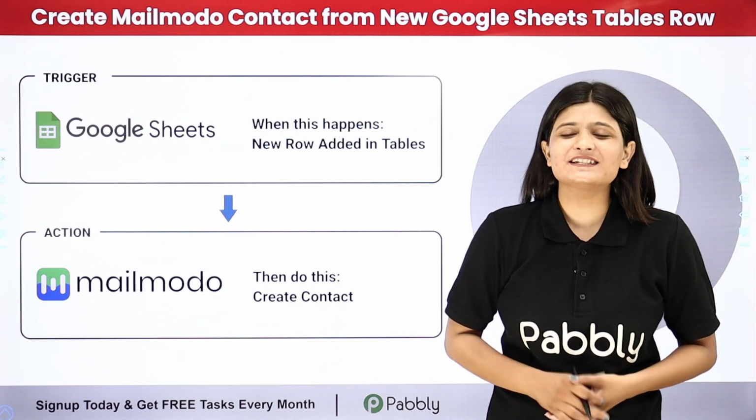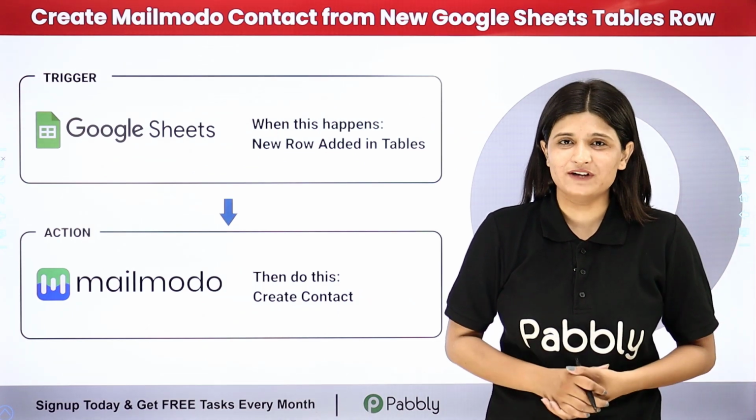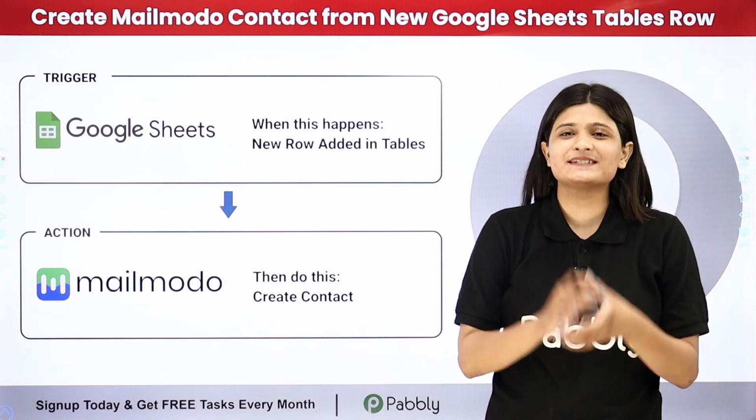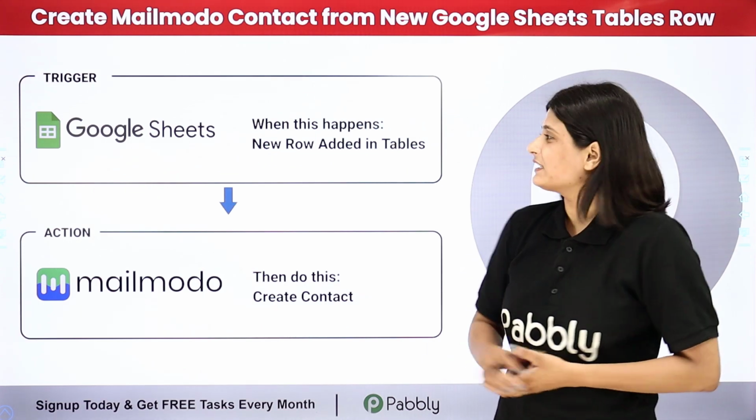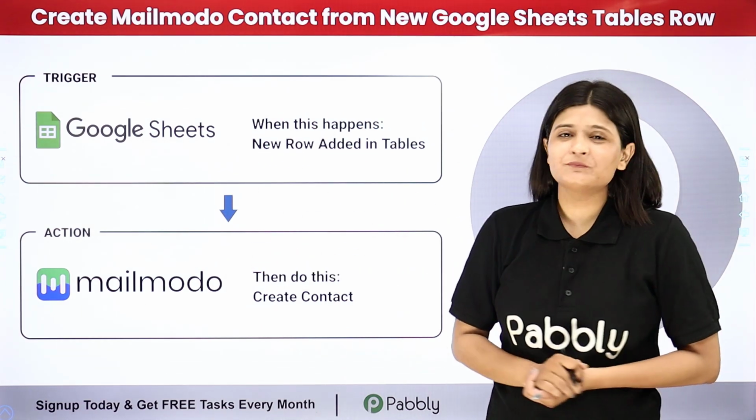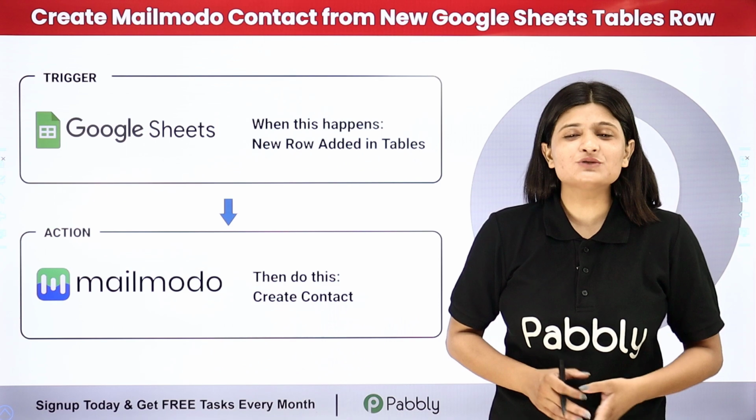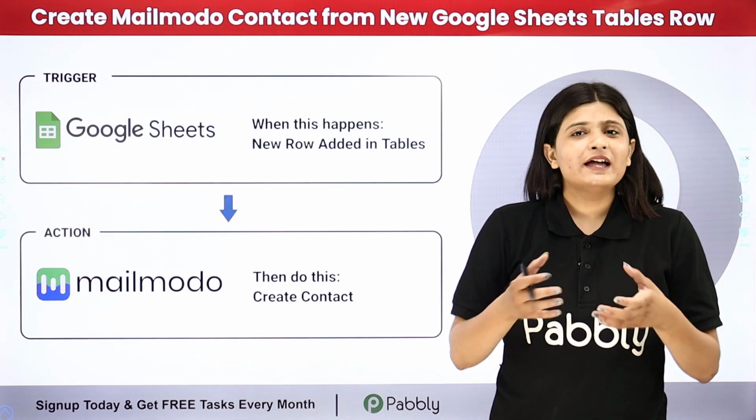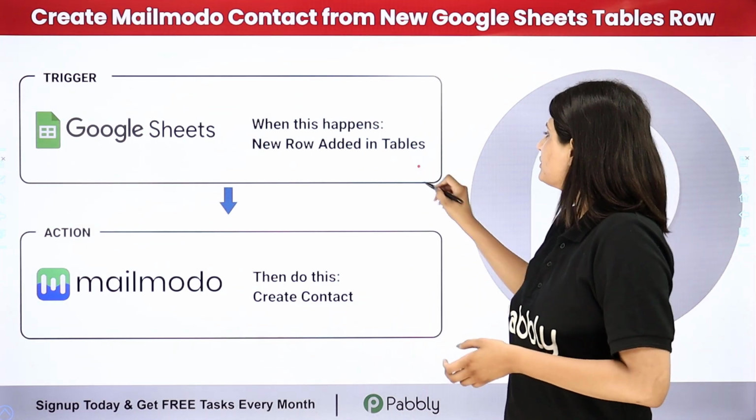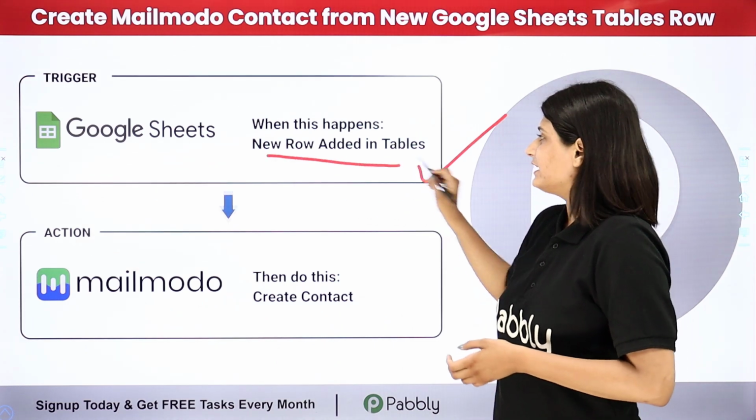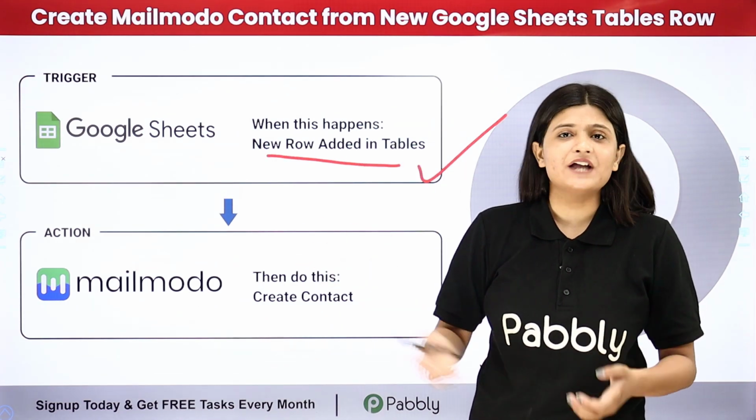Pabbly Connect is an amazing automation and integration software which requires no coding or programming skill. Here you just need to build a connection between Google Sheets and Mailmodo. Pabbly Connect runs on two principles, which are trigger and action. Here as my trigger application, I will take Google Sheets where the new row will be added in tables and this complete workflow will get triggered.